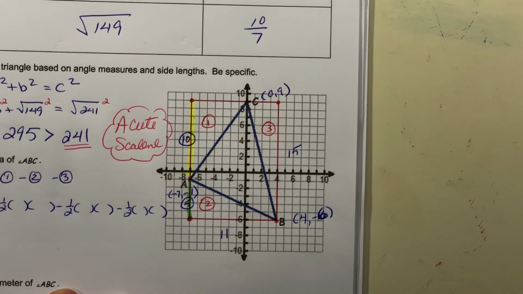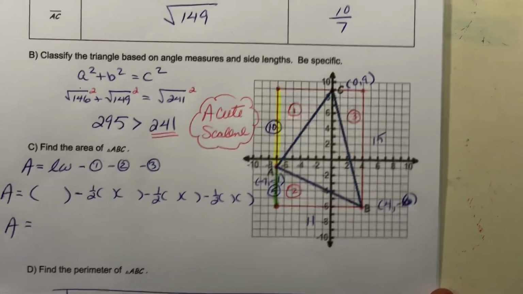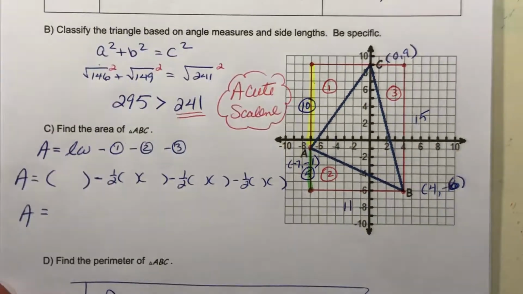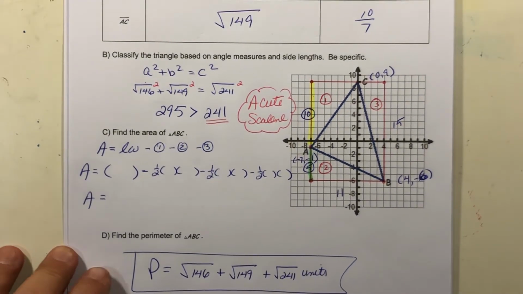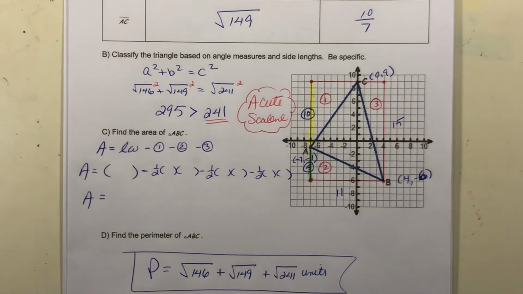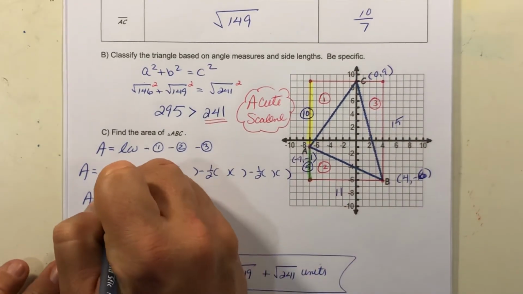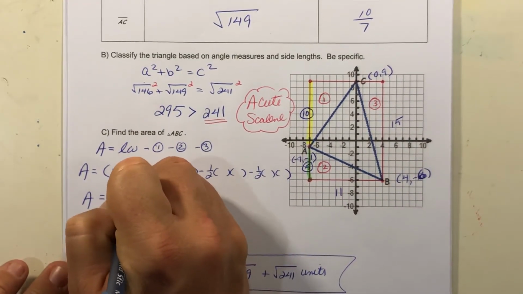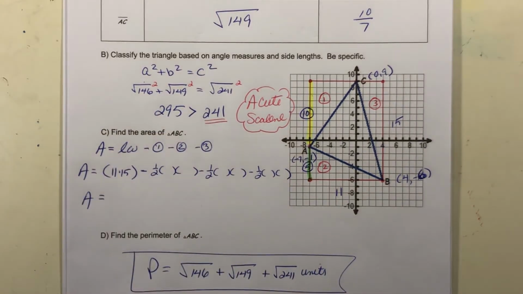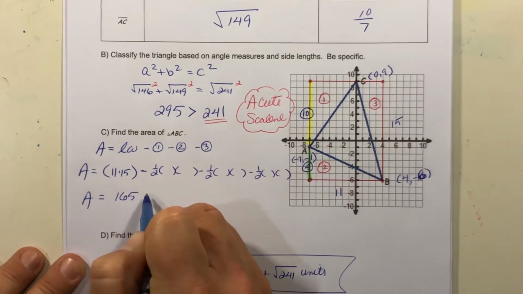Okay, let me back out a little bit. Here we go. All right, I'm going to start to find the area of this triangle. All right, so here we go. The first step is to find the area of the full rectangle. Okay, the full rectangle is 11 by 15. So I'm going to write that down here, 11 times 15. Well, maybe we'll just do that real quick, right? 11 times 15 is 165.